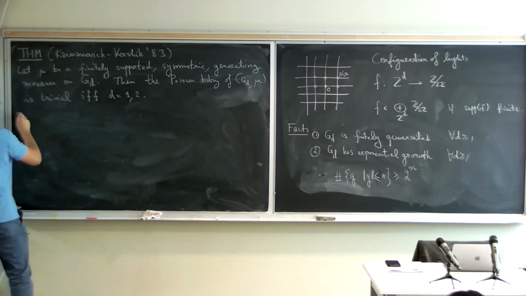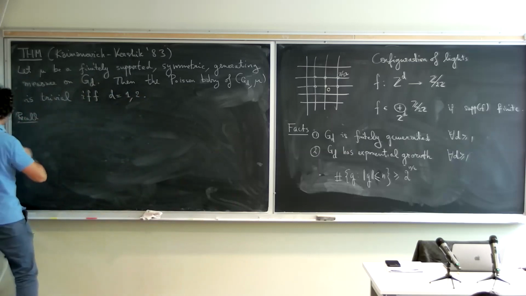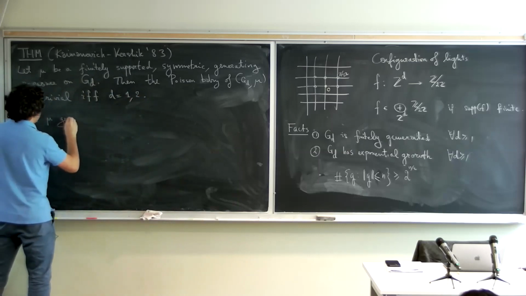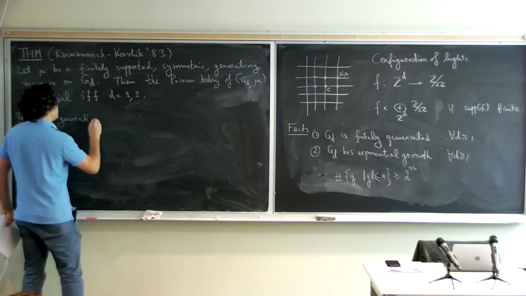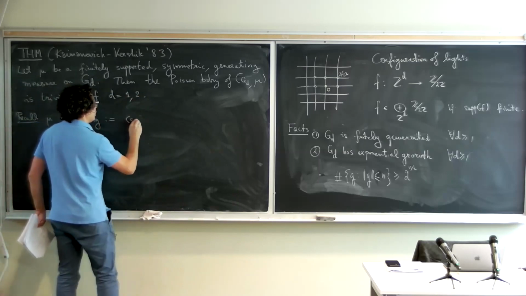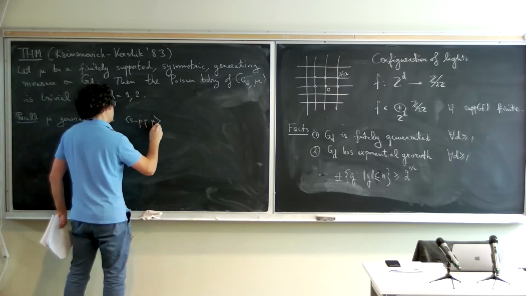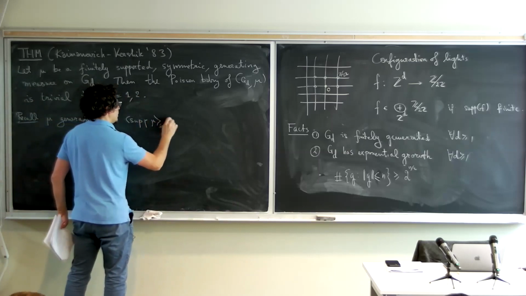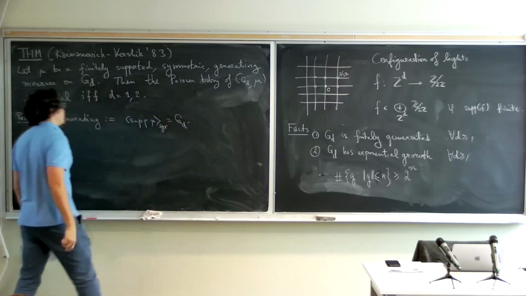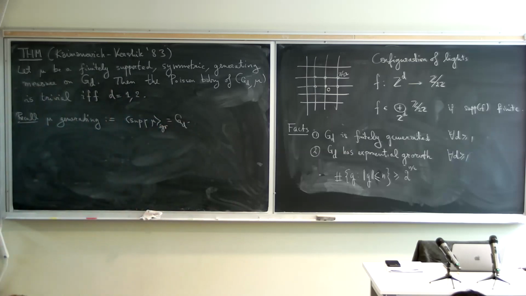So recall, generating means that the semigroup generated by the support of mu, as a subgroup, is the whole group. So this of course respects the recurrence and transience property of the random walk on Z^d. So there is obviously a relation with that.